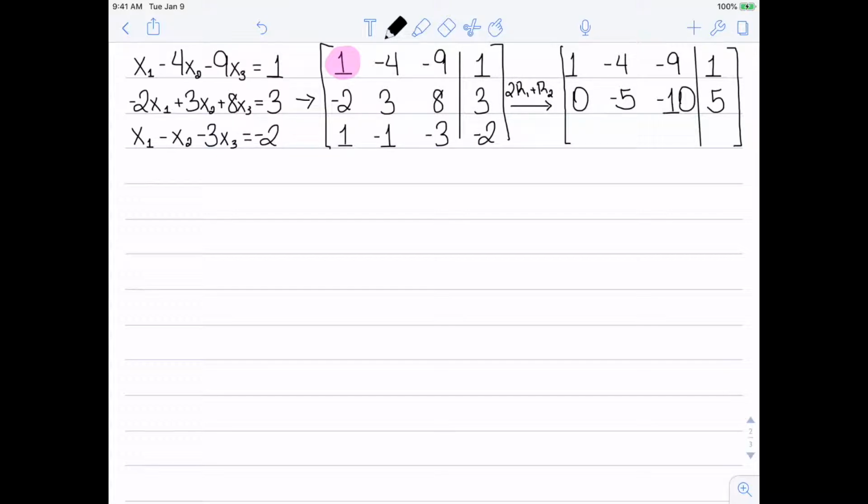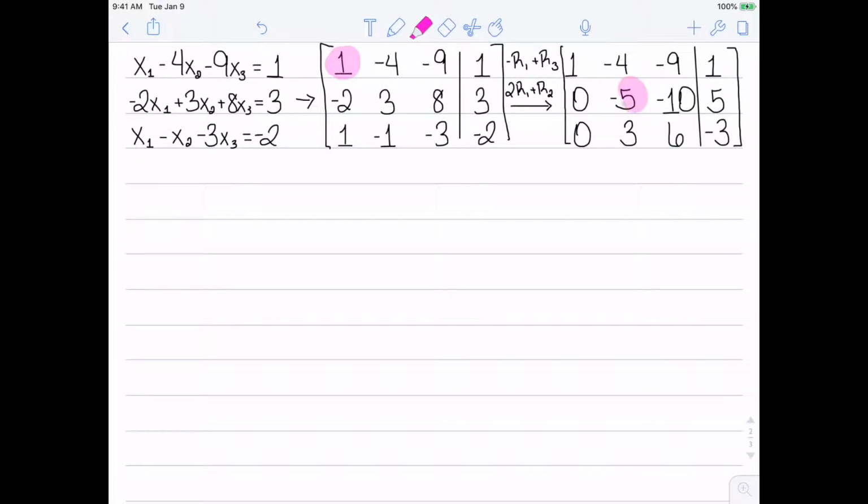For the third row, I currently have a 1 and I need a -1. So I'm going to do negative row 1 plus row 2, plus row 3. So -1 plus 1 is 0. 4 minus 1 is 3. 9 minus 3 is 6. And then -1 minus 2 is -3.